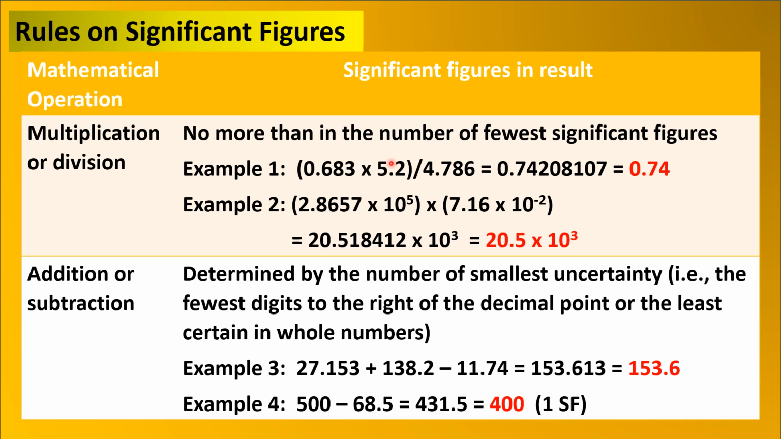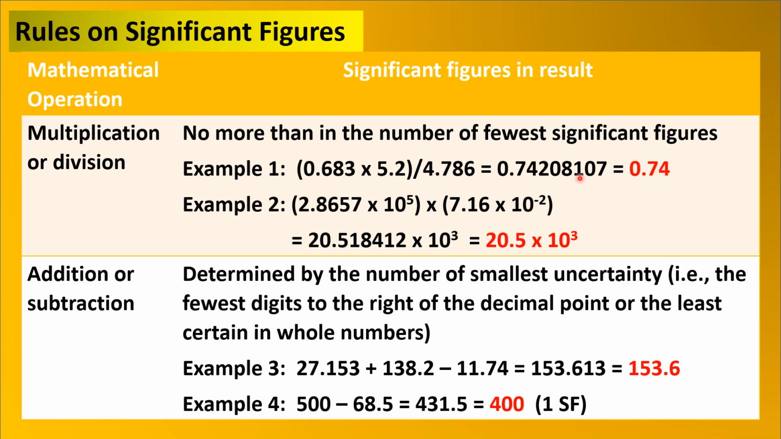Because our basis here is the quantity with the least number of significant figures, and that is 5.2. It has 2 significant figures. So therefore, our answer must also contain 2 significant figures. And rounding 0.74208 to 2 significant figures will make it 0.74.